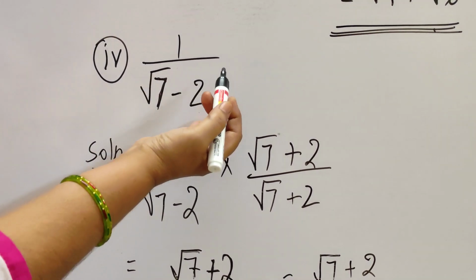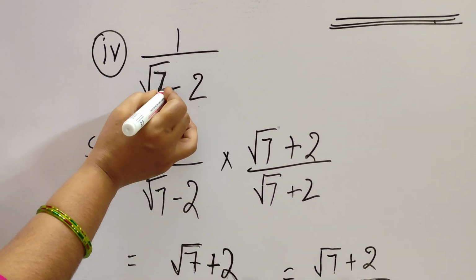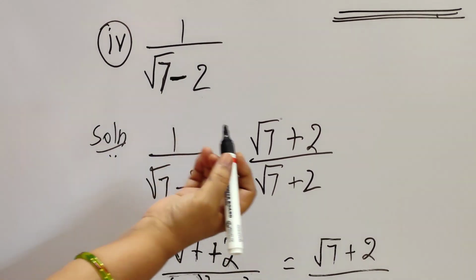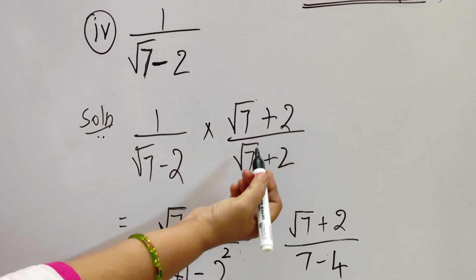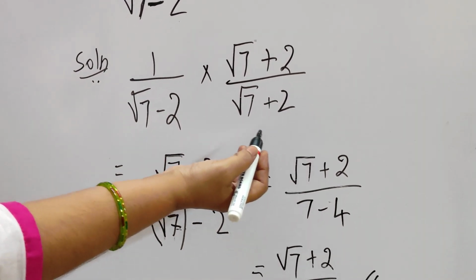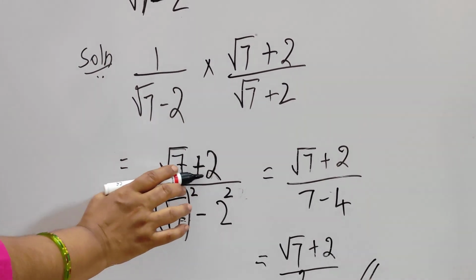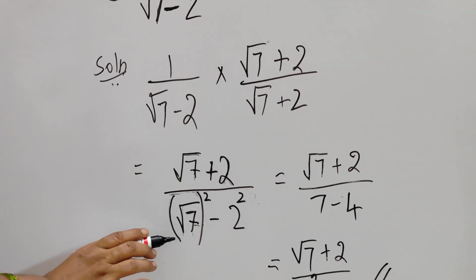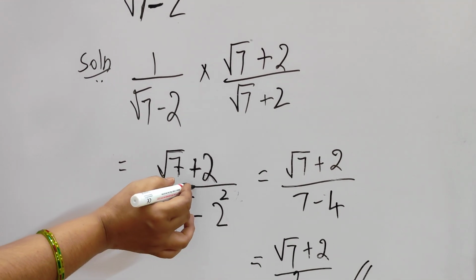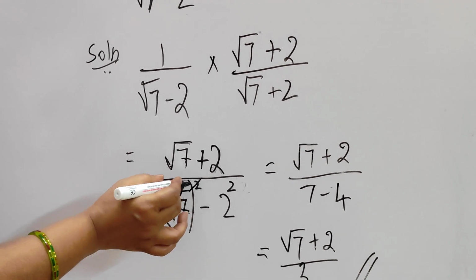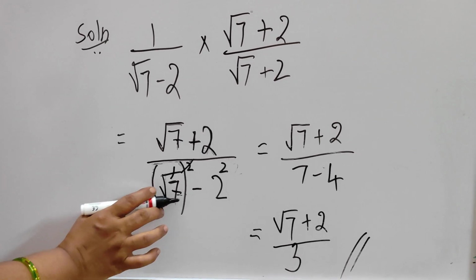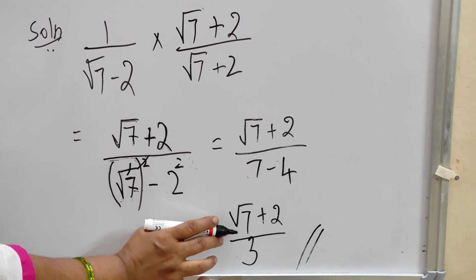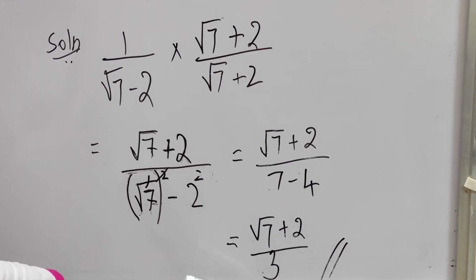Here we don't have a root. It's just a 2. Even in that case, what is the sign here? Negative sign. So for this opposite sign is plus sign. So multiply with root 7 plus 2 by root 7 plus 2. So 1 into root 7 plus 2 is root 7 plus 2. Again a plus b into a minus b is a square minus b square. Now here in place of a I have root 7. Root and square gets cancelled. So 7 and 2 square is 4. 7 minus 4. 7 minus 4 is how much? 3. So root 7 plus 2 by 3 is your answer.